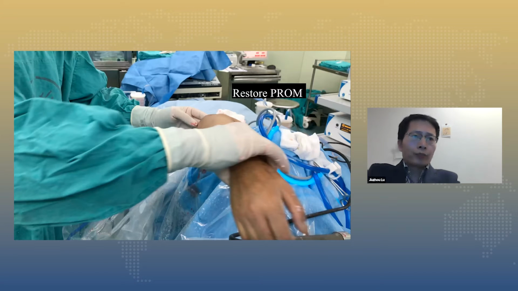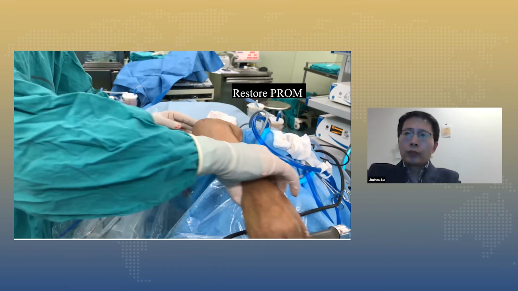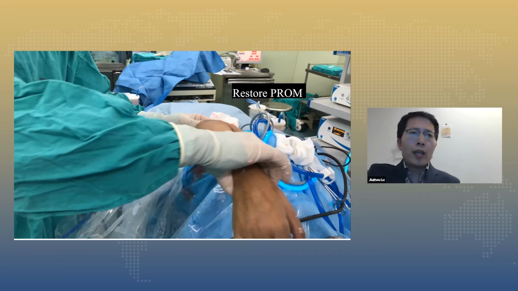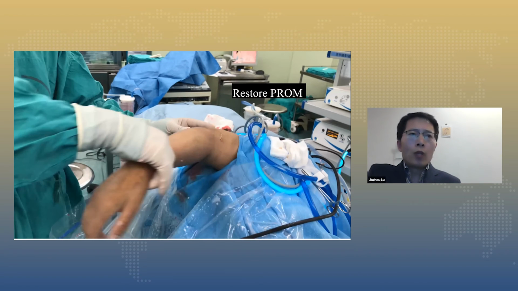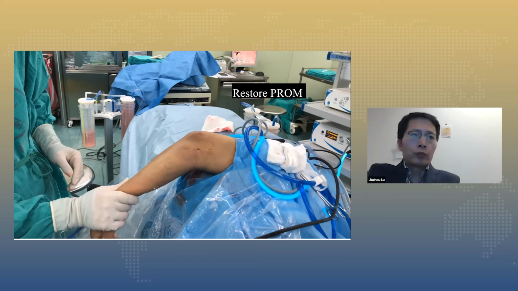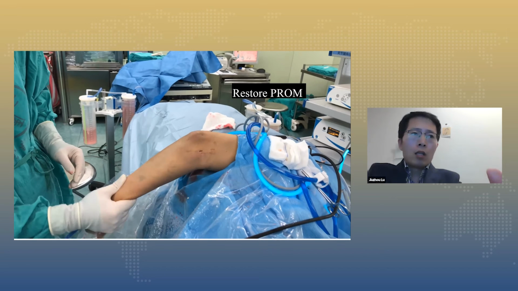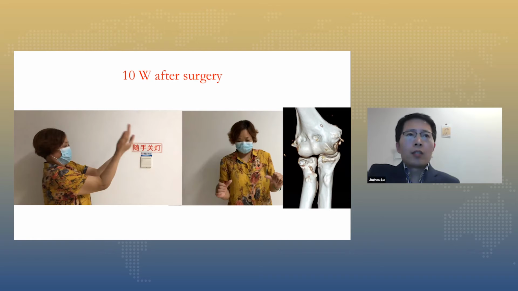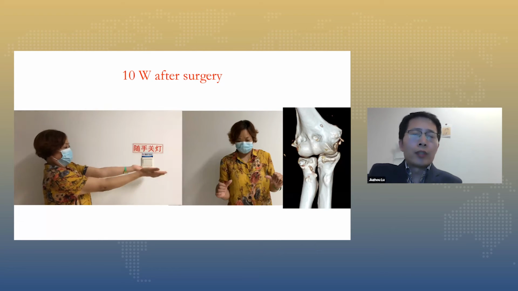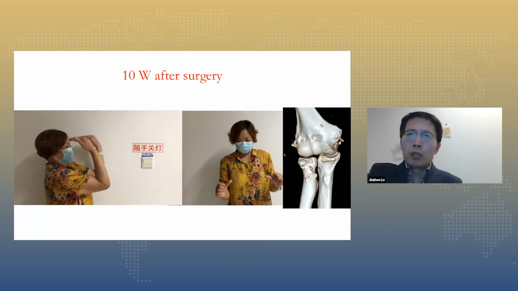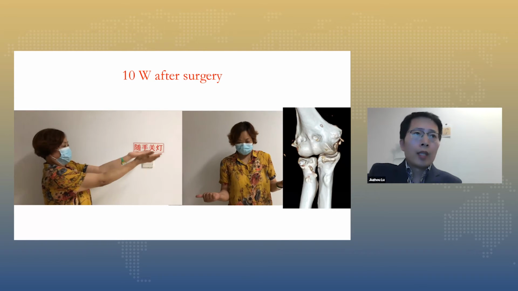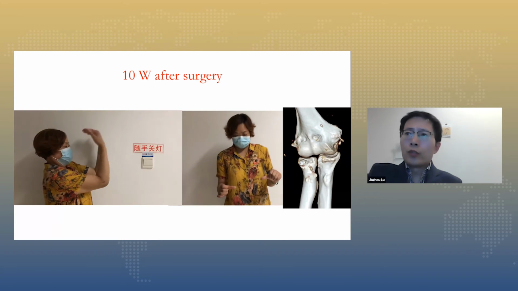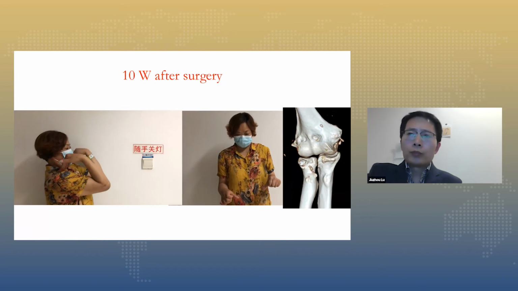This is a passive motion release. Both the elbow flexion and the forearm rotation are restored. She got quite a good elbow motion at 10 weeks after the surgery, and the forearm rotation keeps improving. And there's no recurrence on the CT scan follow-up.